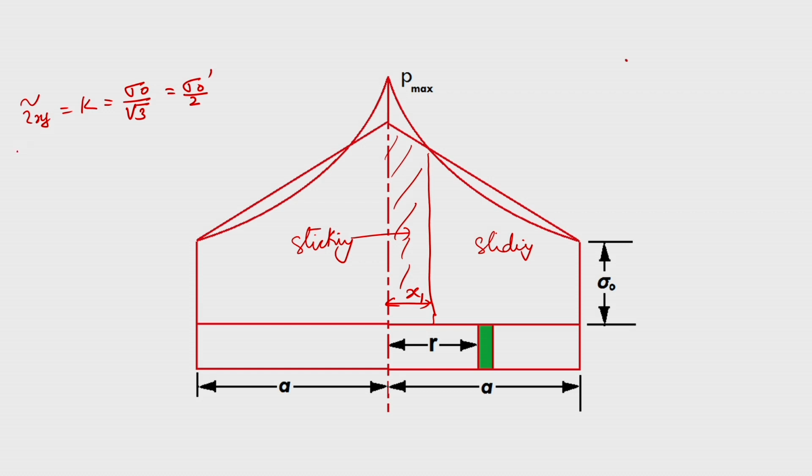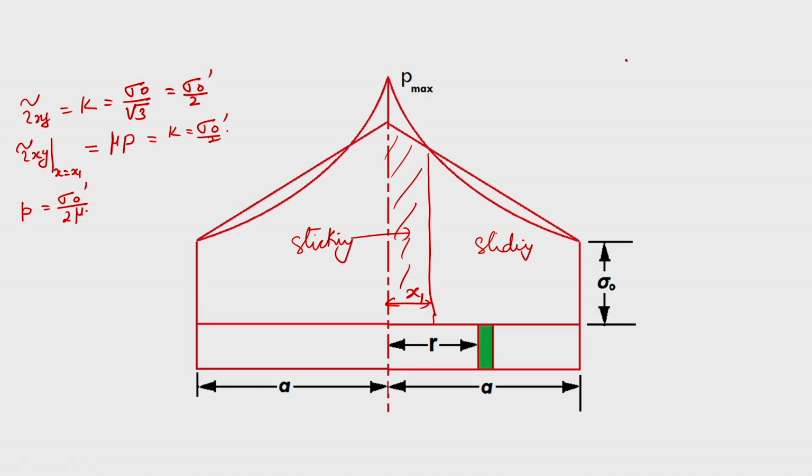So, in that case we can write that tau x y at x is equal to x 1 is equal to mu p is equal to k is equal to sigma 0 dash by 2. So, that means p is equal to sigma 0 dash by 2 mu.